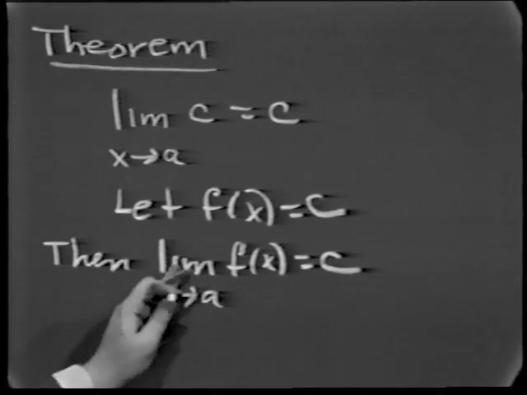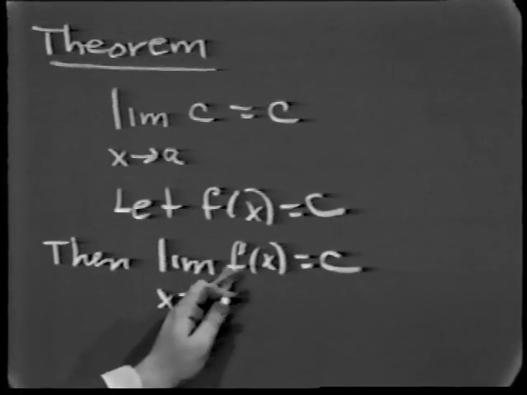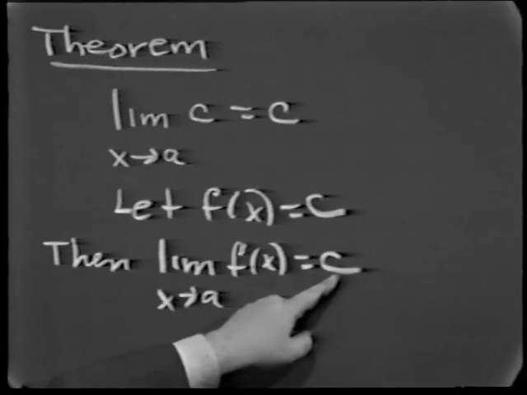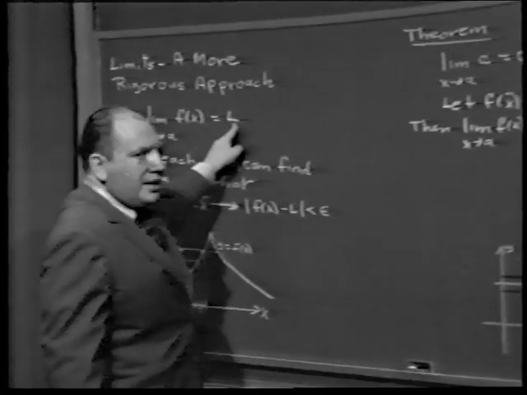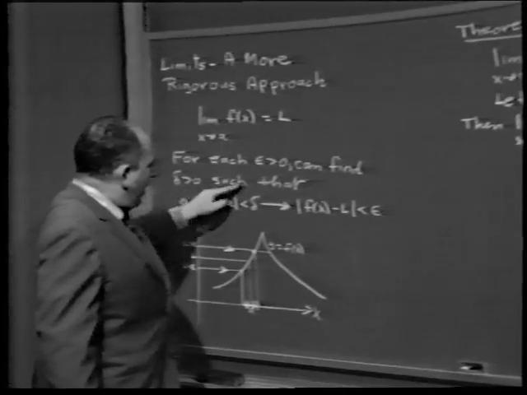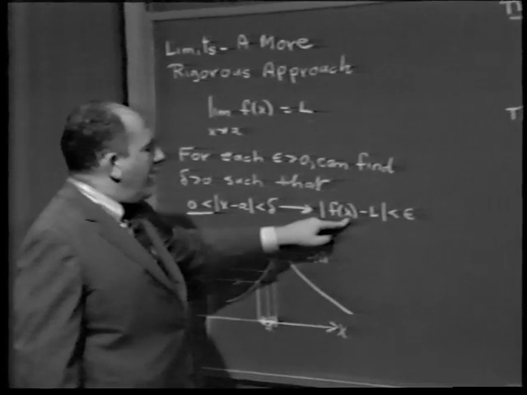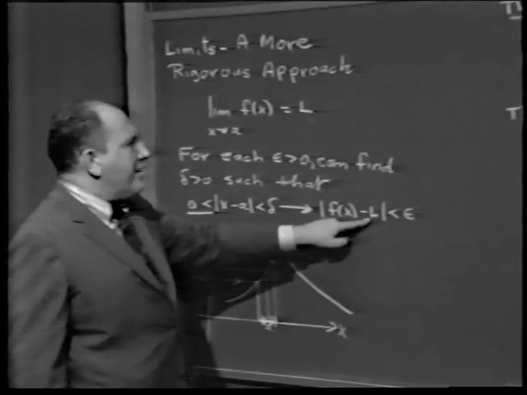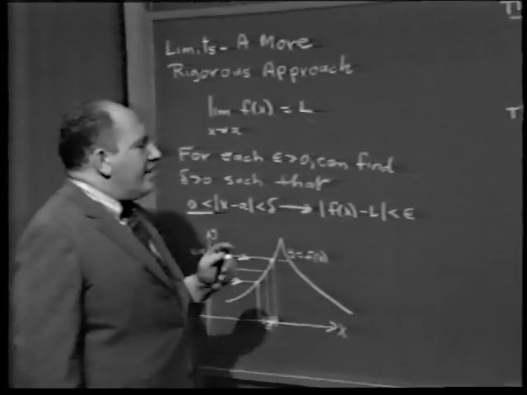Namely, what is our basic definition? Let's juxtapose our basic definition with this particular result. To prove that the limit here is c, notice that if we compare this with our basic definition, we have the same basic definition as before, only the role of f of x is played by c, and L is also played by c. In other words, in this particular problem, f of x is c, and L is also c.